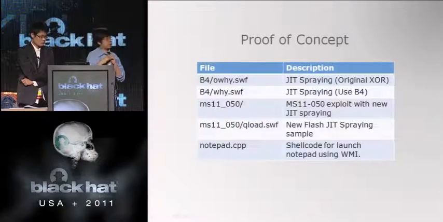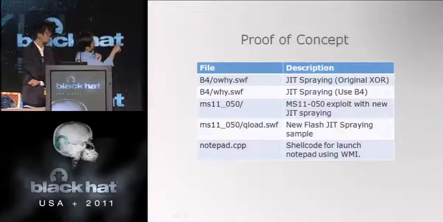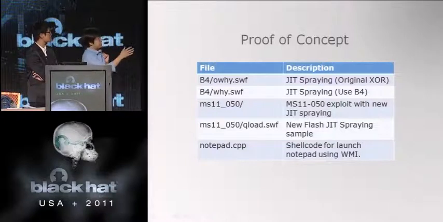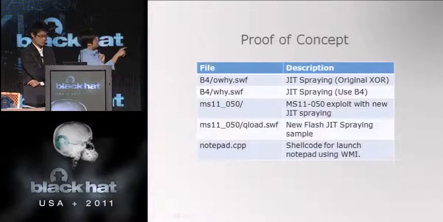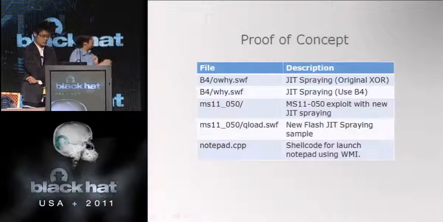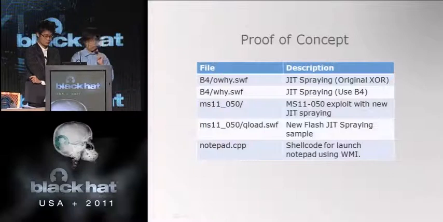Okay, after the presentation, we're going to release this proof of concept. The all-white and white-white files are the old and new JIT spraying techniques, so you can compare the difference. MS11-050 is the sample. It is a real exploit with the new JIT spraying approach. qload.swf is the file in charge of the spraying. And notepad.cpp is the shellcode to launch Notepad using the WMI interface.